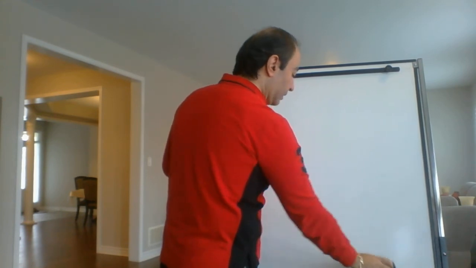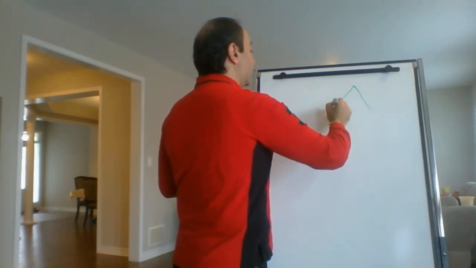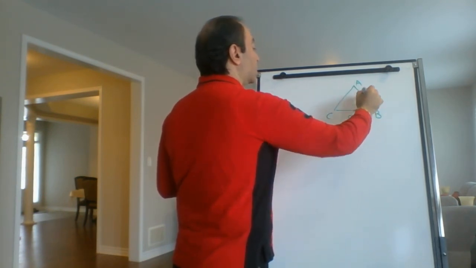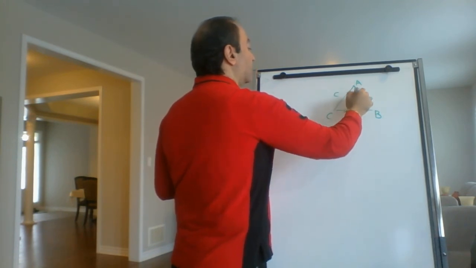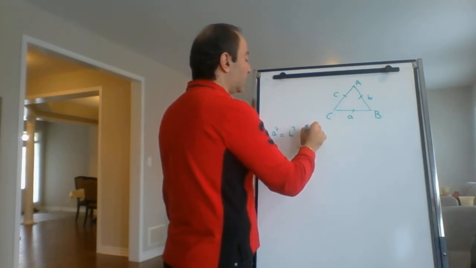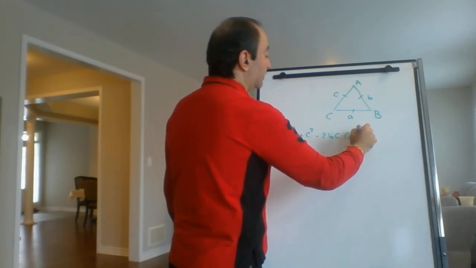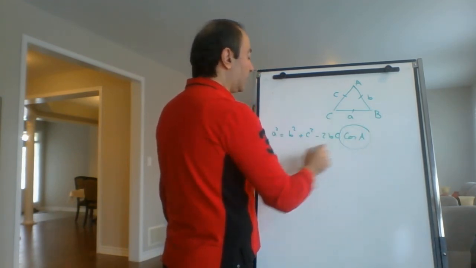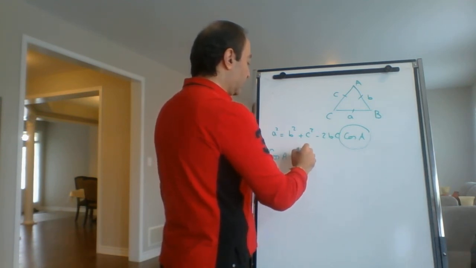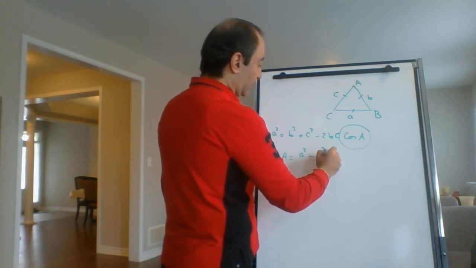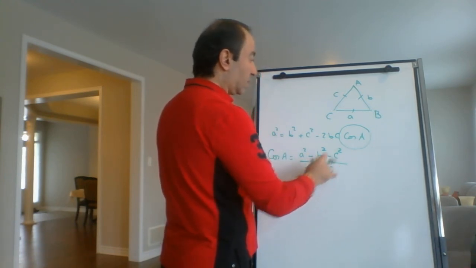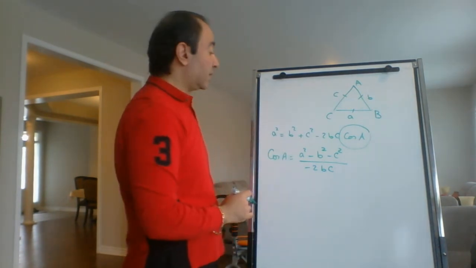This is like grade 10 math. If we have a triangle A, B, C, with the lengths of the sides, I can tell that a squared equals b squared plus c squared minus 2bc cosine A. Right? If I want to solve for cosine A, I will send everything to the other side. So cosine A will equal a squared minus b squared minus c squared, so I send those to the other side, then I divide by negative 2bc. Okay, the same thing works for the other angles too.